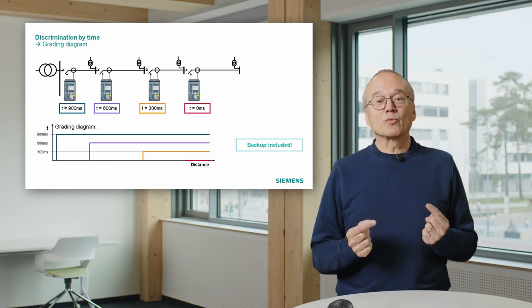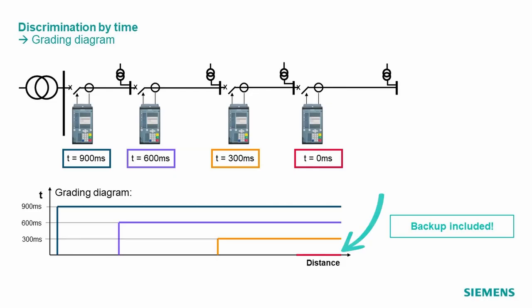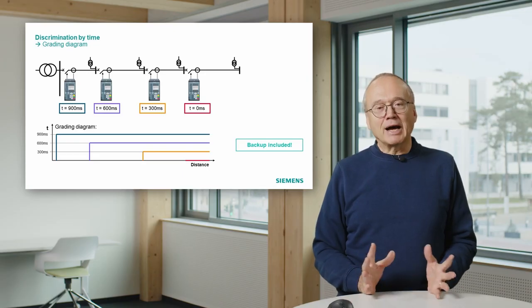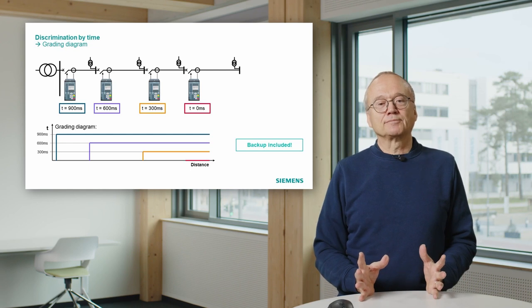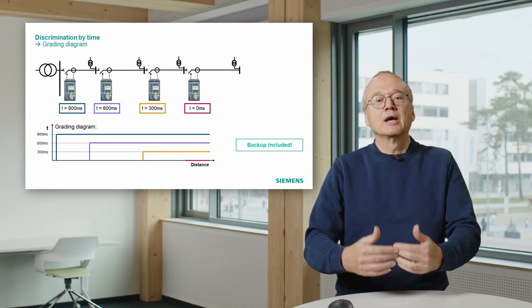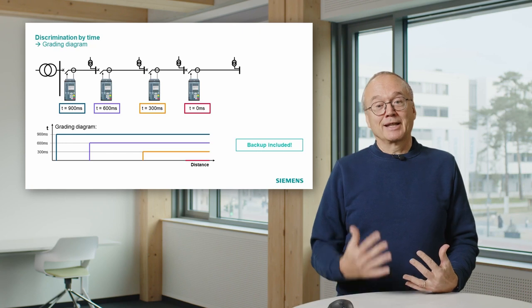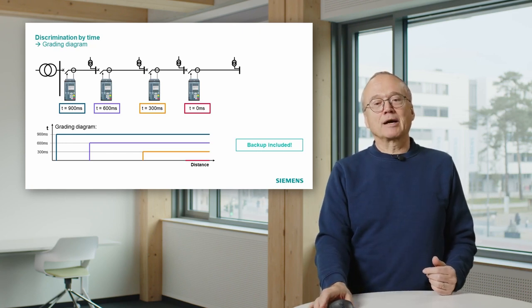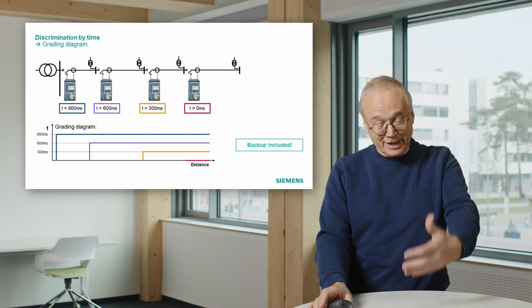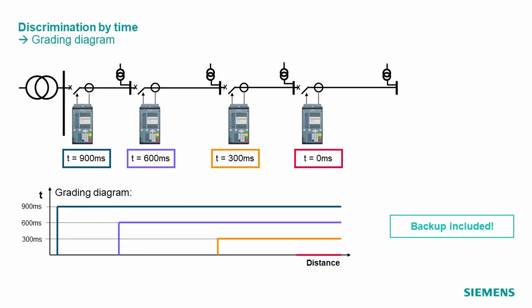And what you can also see, we have a backup included. That means if this relay doesn't work, or if the breaker doesn't work, a fault on the rightmost cable will then be tripped by the orange relay with a delay of 300 milliseconds. It will be a little bit reduced selectivity there, because we trip a bit more than we should, but we have a backup. And in this case, you can even say we have a backup for the backup and even another backup for that. That means here we are pretty safe that somebody will clear the fault.